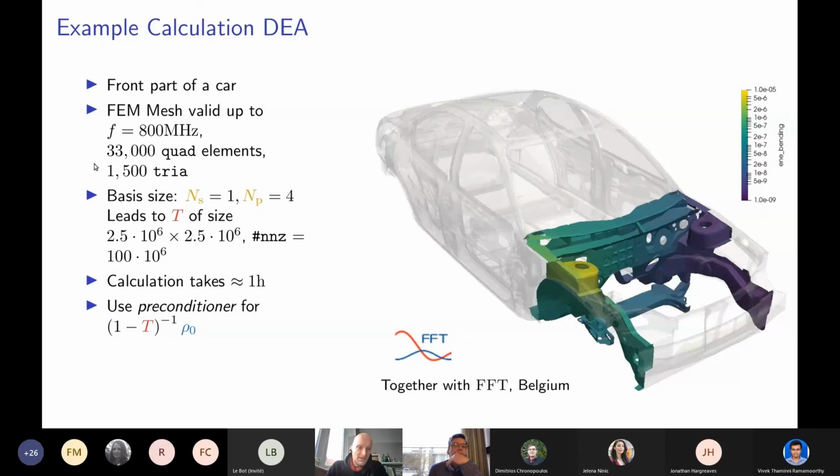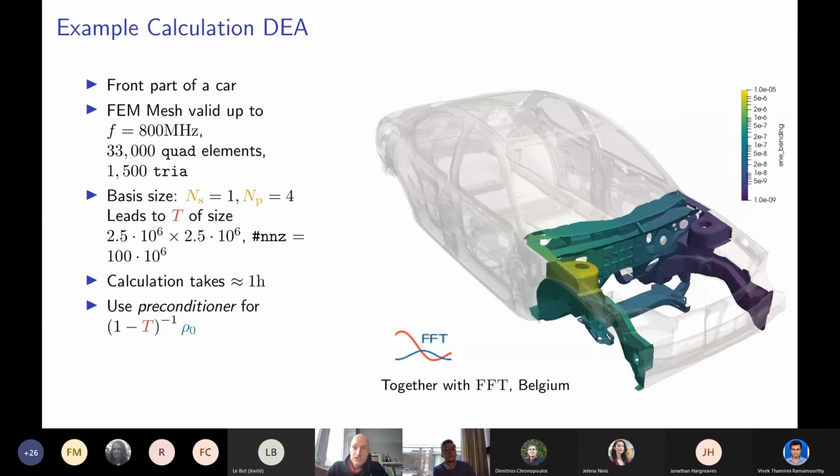The mesh consisted of 33,000 quad elements, 1,500 tria elements, and we chose this rather coarse basis size. So this is the number of piecewise constant functions per edge of each triangle or quadrilateral, and this is the number of Legendre polynomials. So there's constant, first order, second order, and cubic, and that then leads to a T matrix of size 2.5 million by 2.5 million, so rather big, but it is very sparse. As you can see, there are only 100 million non-zero elements. And an overall calculation like that takes approximately an hour.